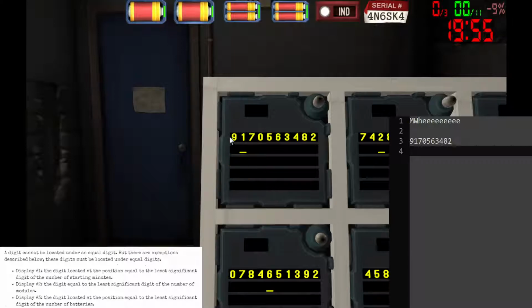An important rule is you cannot have the same digit above and below unless it meets the display rule, which you see in the bottom left. For example, display rule number 1 is the digit located at the position equal to the least significant digit of the number of starting minutes. I started with 22 minutes, so the thing in the second position, everything is 0 indexed here, so position 2 is this 7 right here. Everything would have to be different, but this 7 would have a 7 below it. 7 stays in the same place.